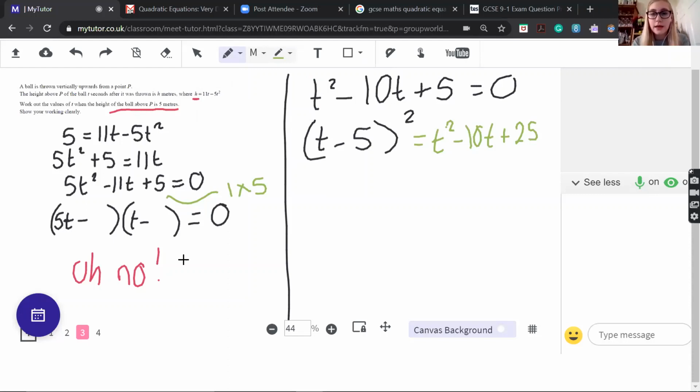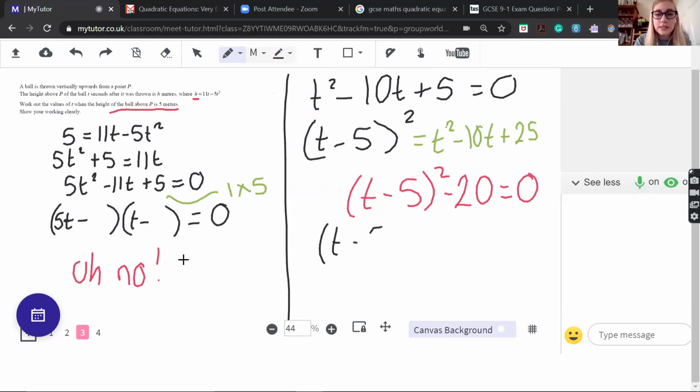And then how do we get from, so this is what this equals, how do we get from 25 to 5? We subtract 20. So that is our completed square form. And oh look, we're in exactly the same situation that we were before. Wonderful stuff. We can play around with this. t minus 5 all squared equals 20. I've just added 20 to both sides.